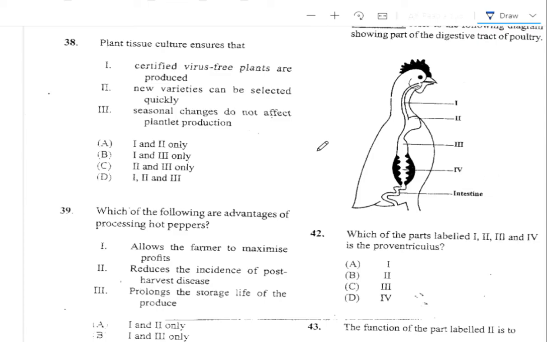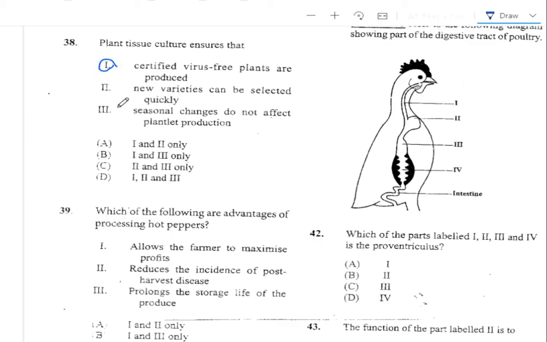Question number 38. Plant tissue culture ensures that 1. Certified virus-free plants are produced, yes, because you're controlling the reproduction. 2. New varieties can be selected quickly, yes, you're controlling the reproduction. 3. Seasonal changes do not affect plantlet production. Right, so you're controlling the procedure. The answer is D, all 3.